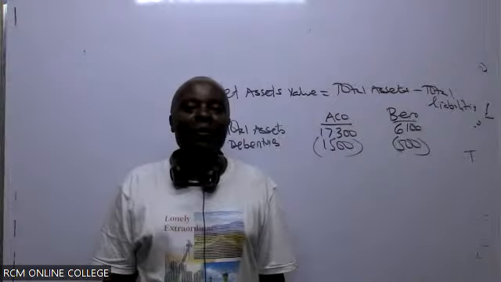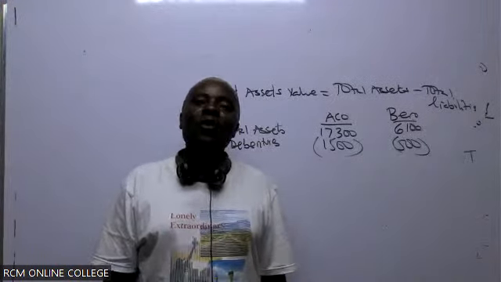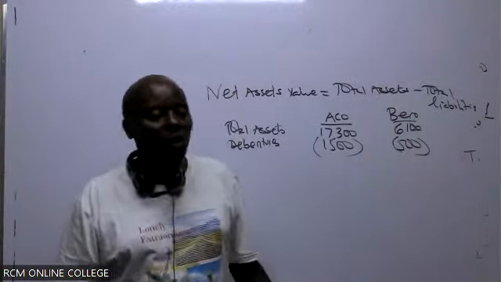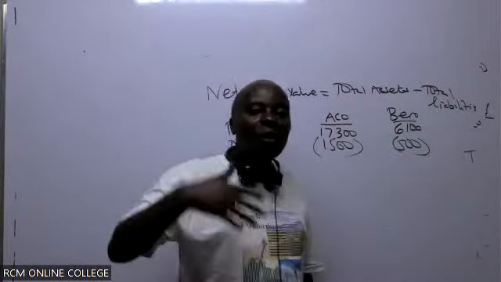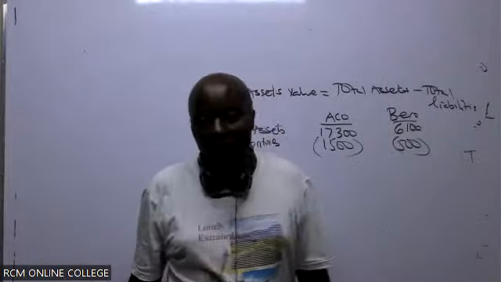Anytime you see preference share capital, it is always taken as what here? A liability. Yes, it is always taken as a liability. Always. Because you see, preference shareholders, whether you're making profits or not, you have to pay them their dividends.